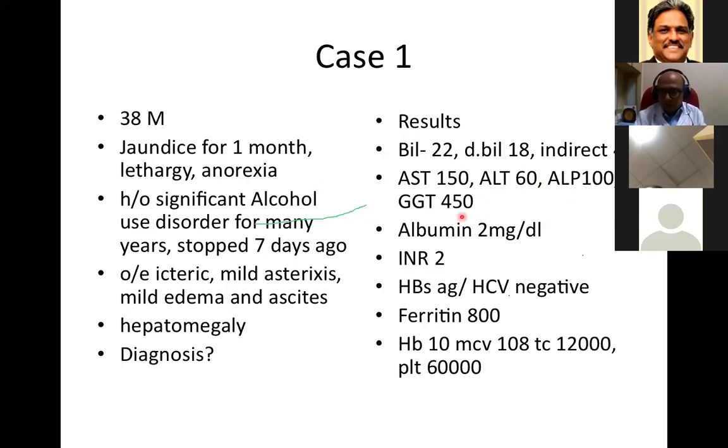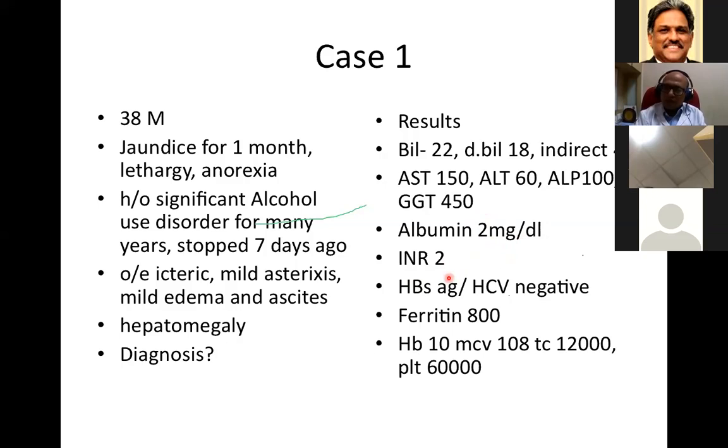The gamma GT is a surrogate marker of alcohol intake in this particular case. So there are also some other clues. The synthetic function is badly affected with both INR and albumin being low. Albumin is 2, which indicates that this problem has been going on for more than 2 to 3 weeks, because as we know, the half-life of albumin is roughly about 2 to 3 weeks. And if the hepatic synthetic function had reduced 2 weeks ago, it will start reflecting now.